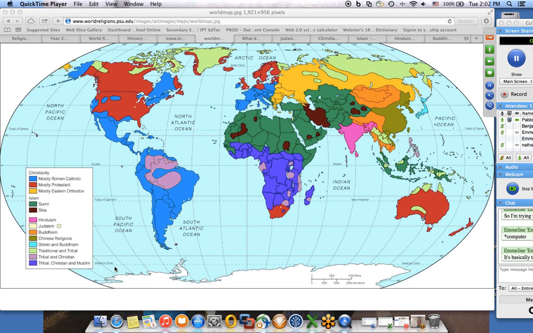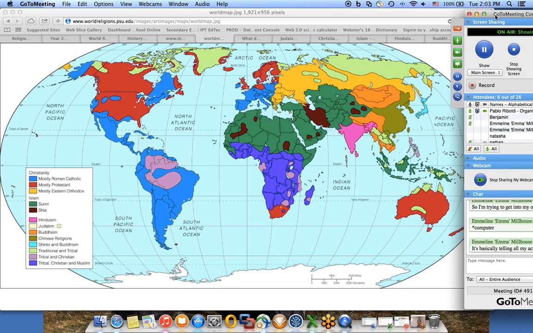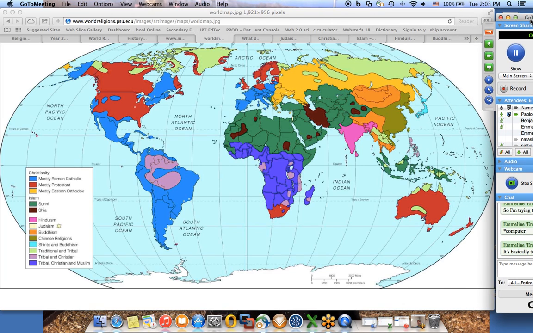So as you look at this map, I want you to think about what do you see and what comments do you have from looking at this map? What are the thoughts that come to you as you look at this map of the world religions? Here we have on the left side kind of the legend indicating the key to the different colors. Okay. And where the different religions are. Okay, I'm going to give you some time to think about that and see what do you see from looking at this map.